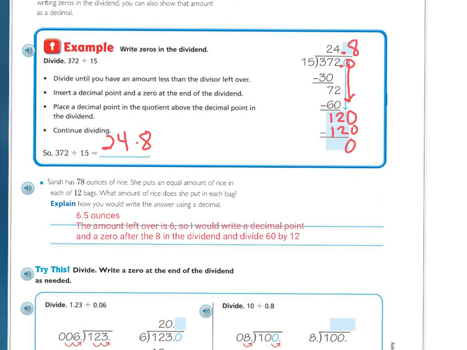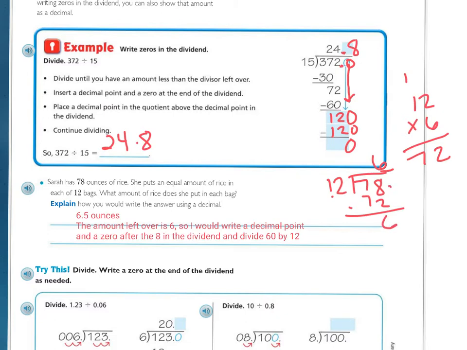And the reason I know that is because I would take the 12 and I would divide it into the 78. So 12 can't go into 7, but it can go into 78 about 6 times. And 12 times 6 is going to give me 72. I'm going to subtract, and I'm going to get 6 left over. If I put a decimal point right here and I put a 0, 12 does go into 60 exactly 5 times. 5 times 12 is 60 with nothing left over.